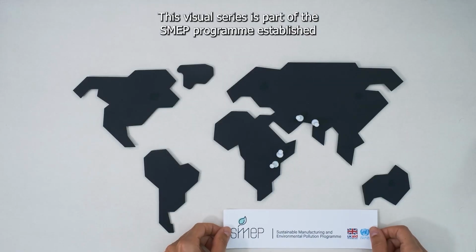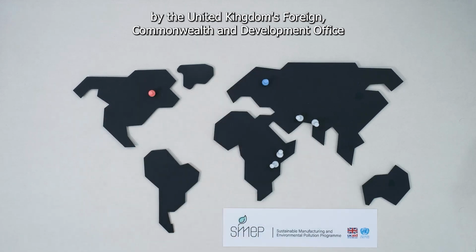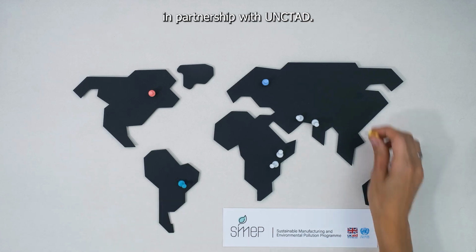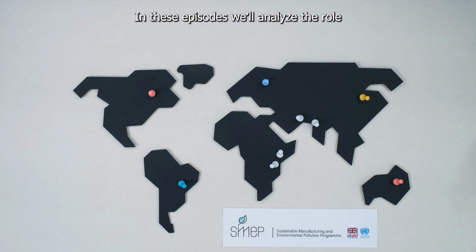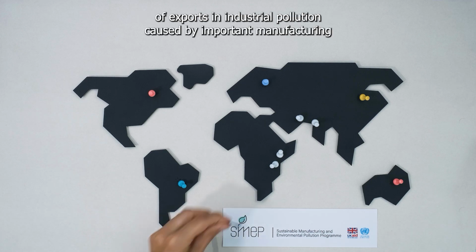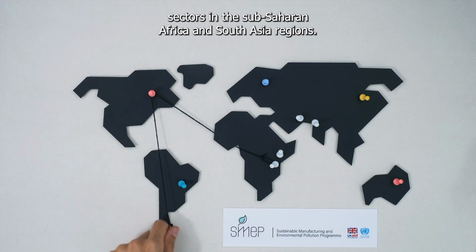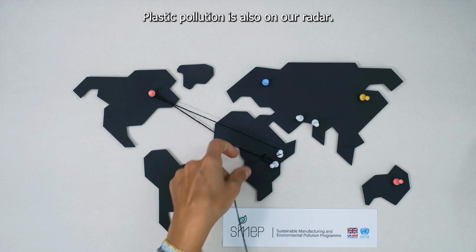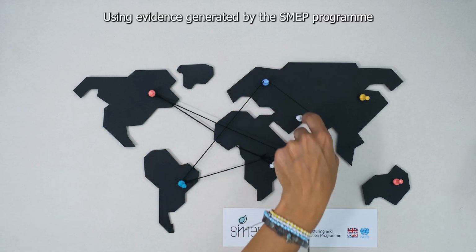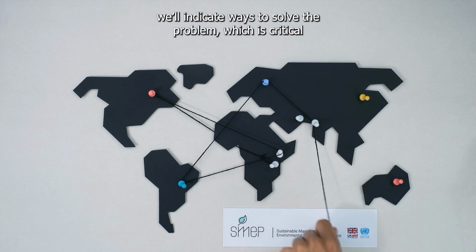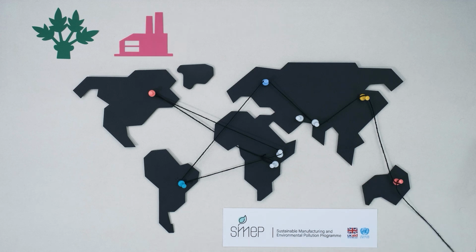This visual series is part of the SMEP program, established by the United Kingdom's Foreign Commonwealth and Development Office in partnership with UNCTAD. In these episodes, we'll analyze the role of exports in industrial pollution caused by important manufacturing sectors in the Sub-Saharan Africa and South Asia regions. Plastic pollution is also on our radar. Using evidence generated by the SMEP program, we'll indicate ways to solve the problem, which is critical for the local population and the entire planet.